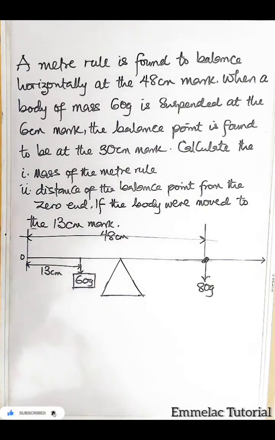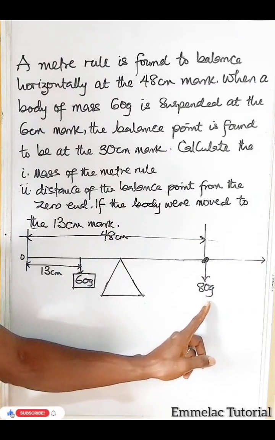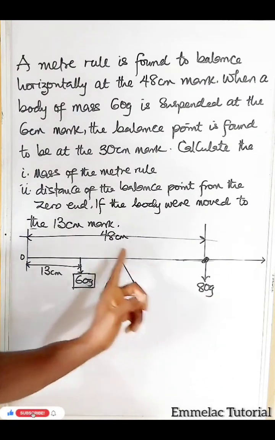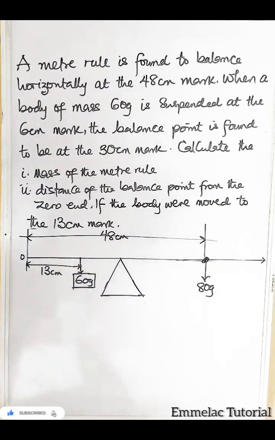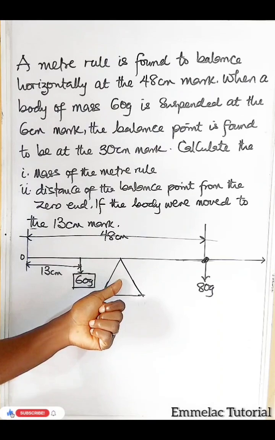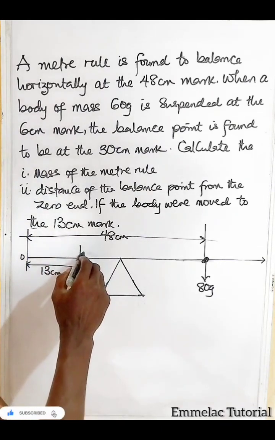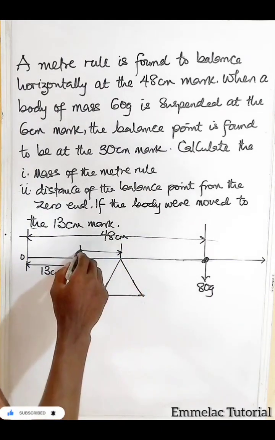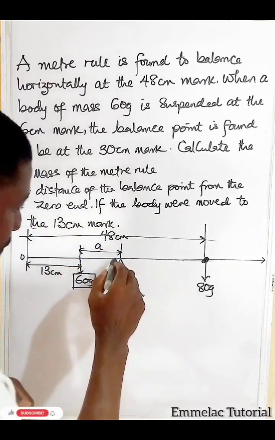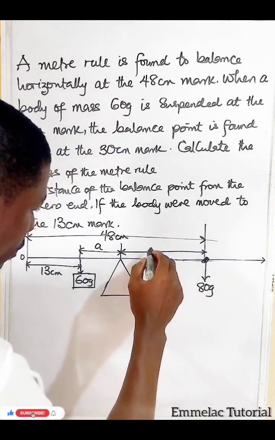Now it also implies, take note, that from the 0 end to this point, which is the balance point, is 48 centimeter. It also implies that this pivot will definitely be adjusted. To that end, we don't know the distance from 60 to the pivot. Let us make it A, and from the pivot to 80, let us make it B.